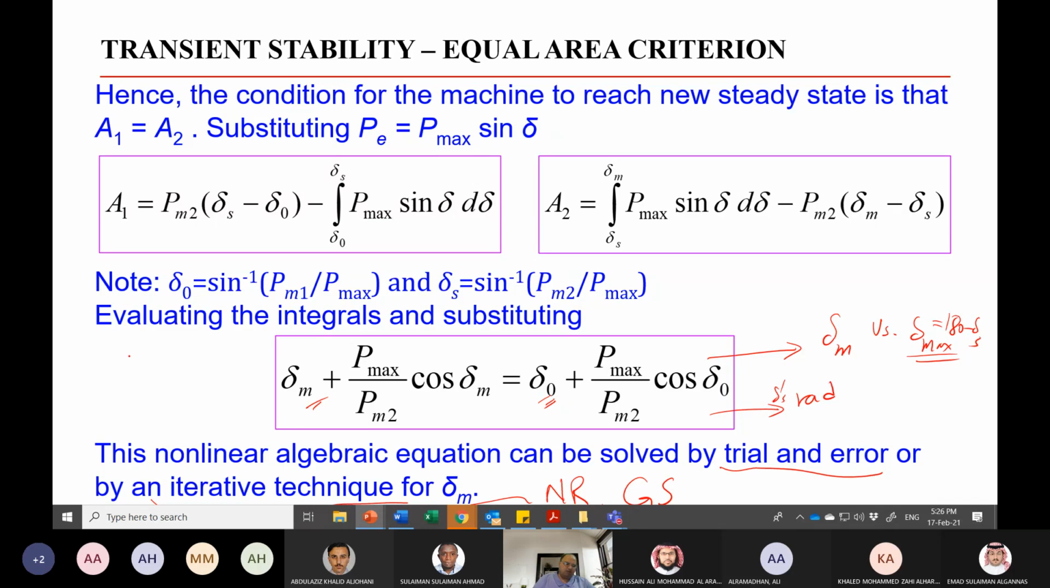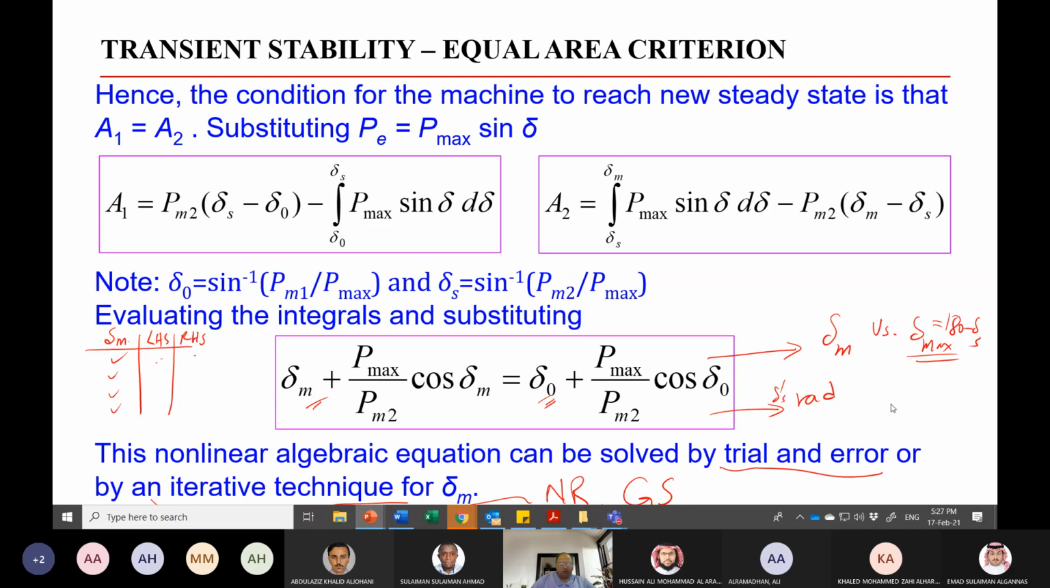By trial and error, you can assume delta M, and you calculate, for example, the difference between the left-hand side and the right-hand side. If delta M equals this, then we need the left-hand side and right-hand side to be the same. So we examine a delta M, then assume another delta M, and so on, until the left-hand side equals the right-hand side.